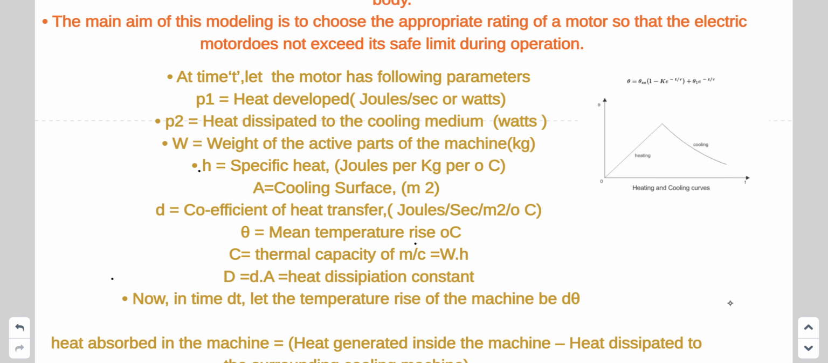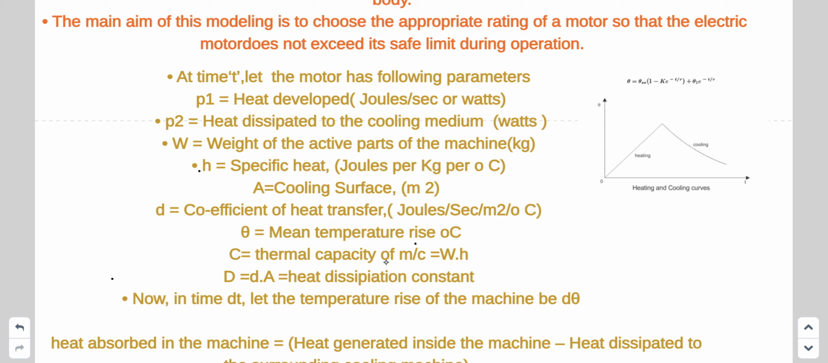So here we will take some parameters. Let at the time t the motor has the following parameters. P1 is the heat developed in the machine when it is running. P2 is the heat dissipated to the cooling medium. W is weight of the active part in which the heat is generating. H is specific heat of the machine. A is the cooling surface and d is coefficient of the heat transfer. And let theta is the mean temperature rise in degree Celsius.